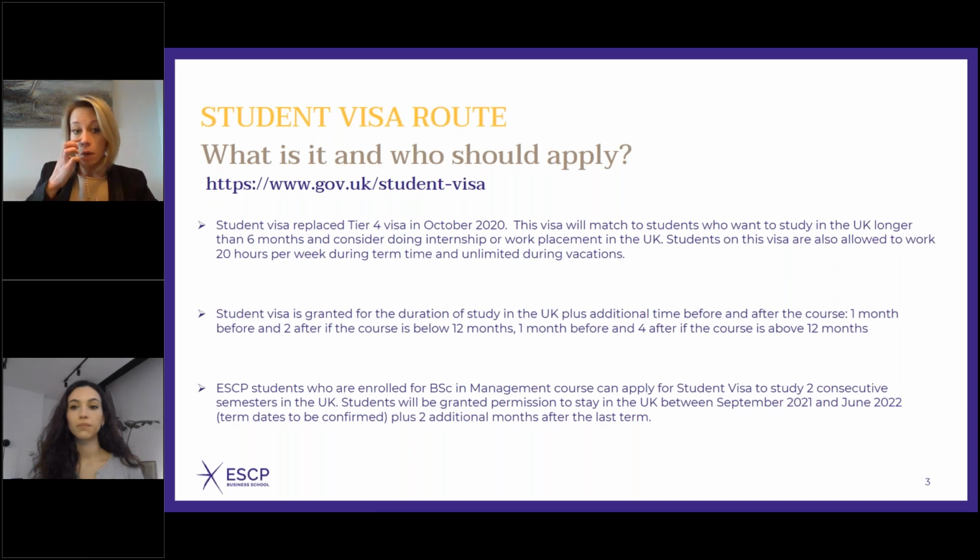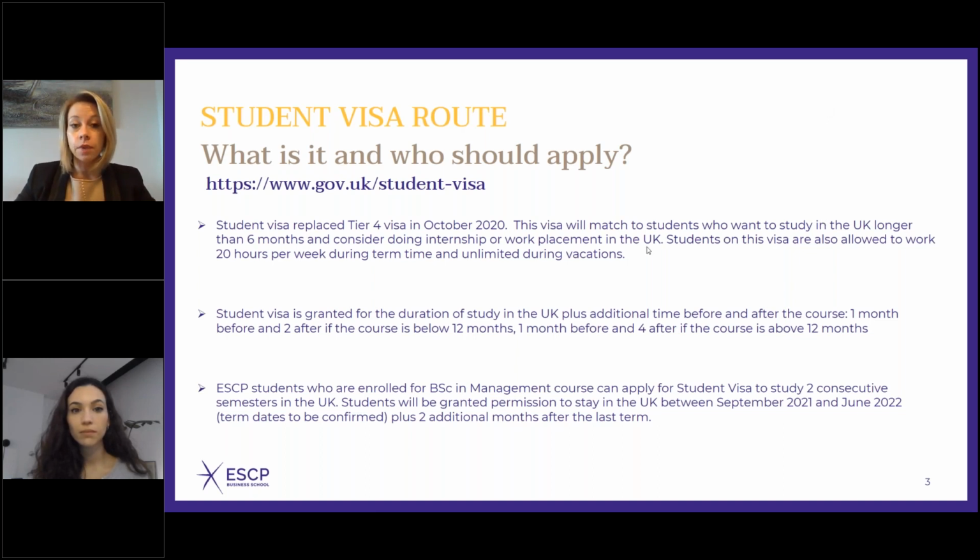So the student visa is suitable for students who would like to study in the UK for more than 6 months. They can study for more than 6 months, and then they can also have certain perks. For example, they can do the internship, they can have a work placement. Students are also allowed to work with restrictions though, but this is still allowed.